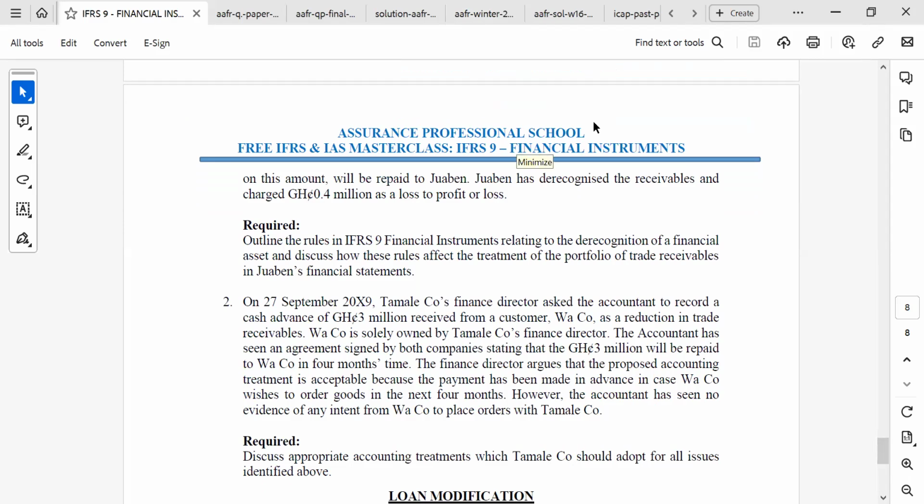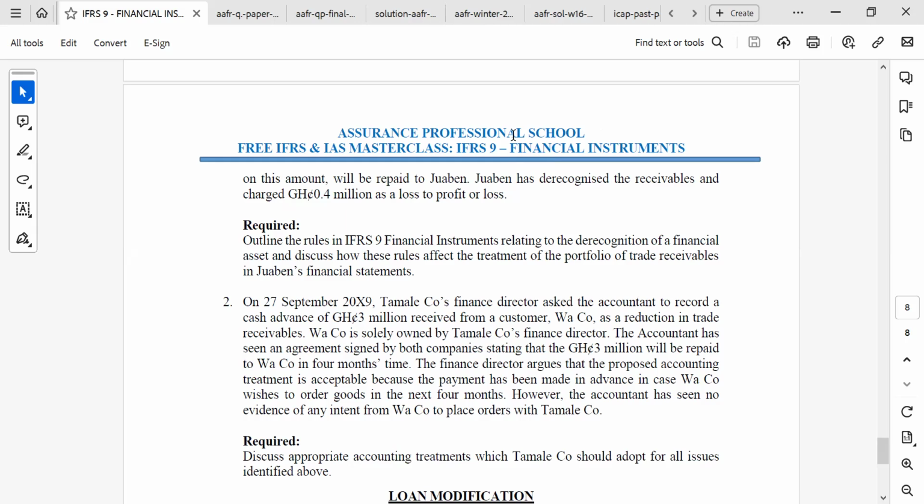On 27 September 20X9, Tamale Co.'s Finance Director asked the accountant to record a cash advance of 3 million received from a customer, WACO, as a reduction in trade receivable. Sorry, let me start again.